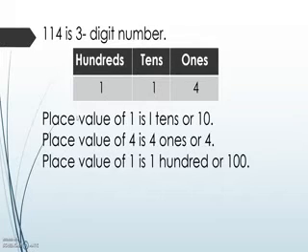Okay. Now look at the place value of 1 is 1 tens or 10. Place value of 4 is in the ones place, so 4 ones are 4. Again we have a third one here. So the place value of that one is, it is in the hundreds place, so 1 hundred or 100. The place value of 1 is 100. Okay. Is it simple? It is very simple.